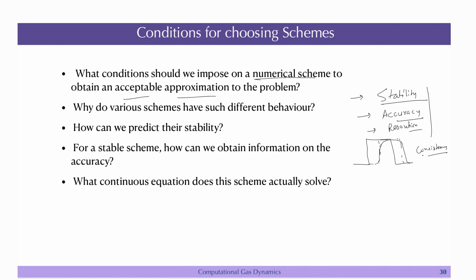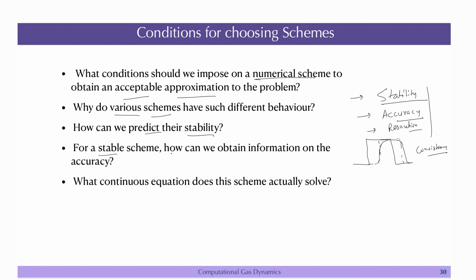So, what kind of properties we should look for in a numerical scheme so that it gives you an acceptable solution to the problem. And why do various schemes behave as they do? Right now we have seen what is happening, but we have not gone into why it is happening. So why does lambda greater than 1 not work, or why do the implicit schemes give you very high stability, with very high delta t? And how do you predict this, and for a stable scheme, how much is the error? Of course, we talked about the truncation error, but we have not looked at it from a PDE point of view.